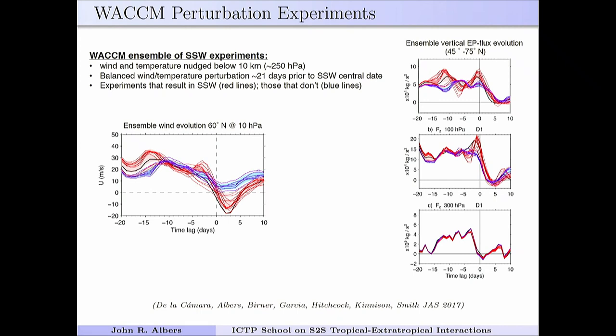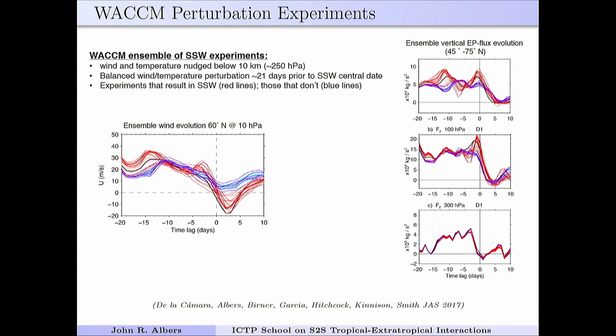The red lines show ensembles with a perturbed stratosphere where you got a warming, and the blue lines show where the perturbation in the stratosphere to the basic state meant that you didn't get a warming. Essentially, when you look at the wave injection, so this is the wave flux between 45 and 75 north, that was the set of latitudes on a wave flux coming up. And what you see here is for the red lines where you had a warming versus the blue lines where you did not. This is up at 10 hectopascals, 100 hectopascals, and 300 hectopascals.